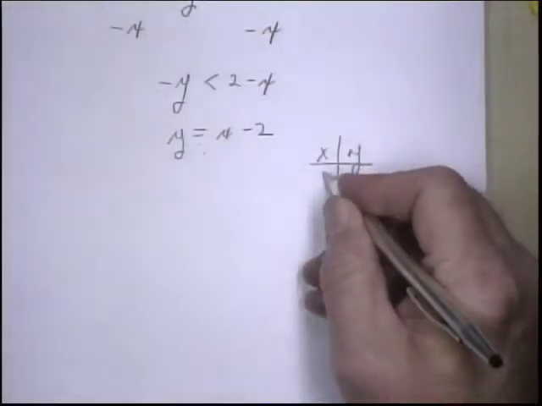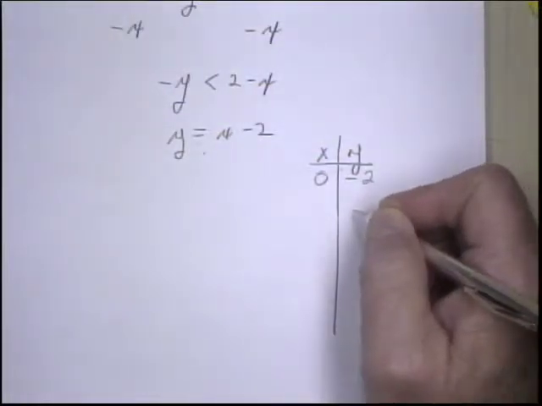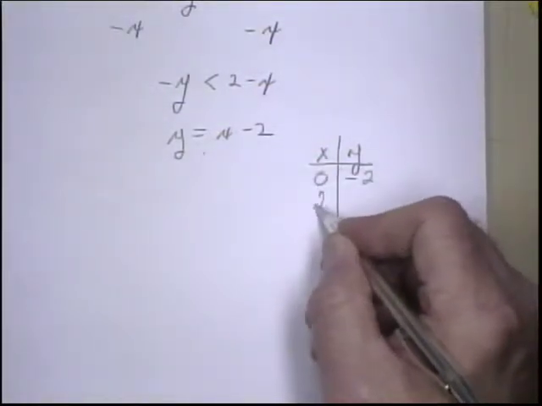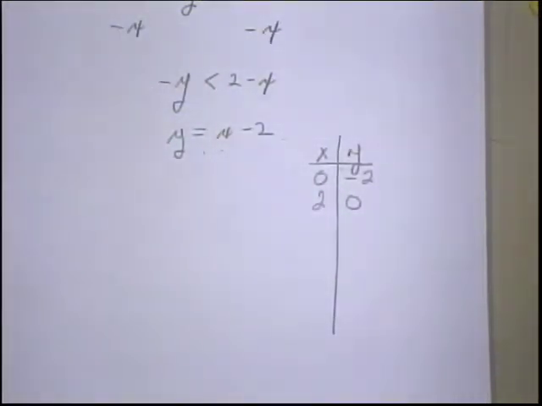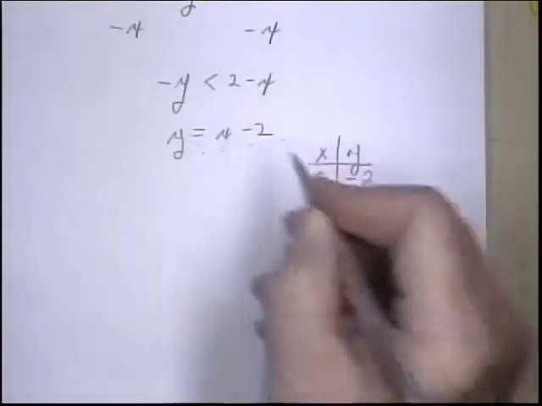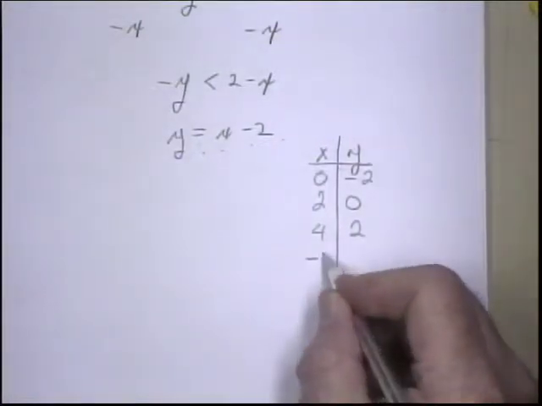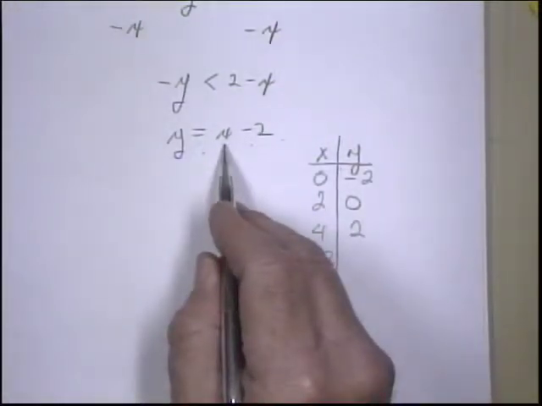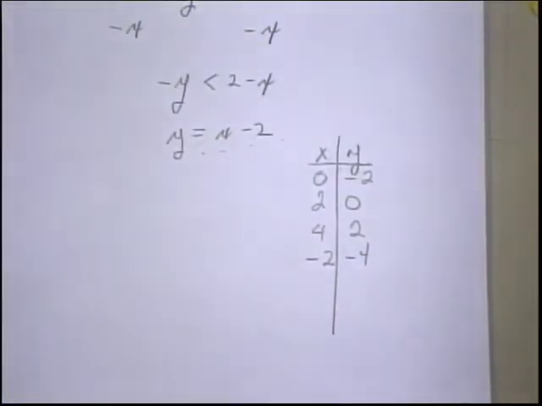So if x equals 0, y equals a minus 2. If x equals 2, y would equal 0. 2 minus 2 is 0. If x is 4, we'd have 4 minus 2 is 2. Y would equal 2. Try a negative number, a minus 2, we'd have minus 2 minus 2 would be a minus 4. Now let's go ahead and graph that line.